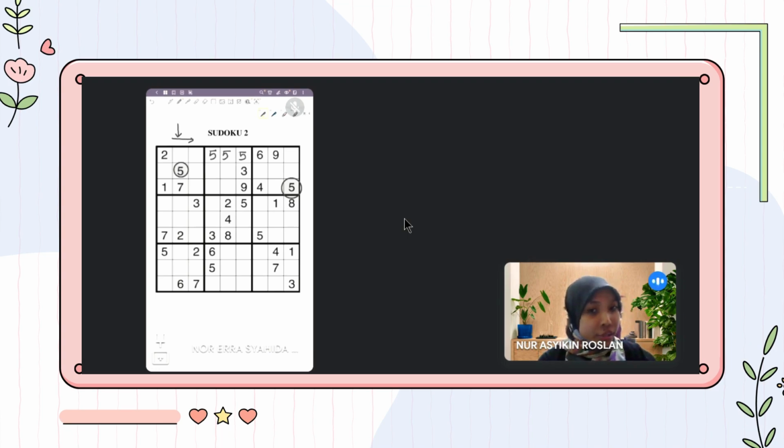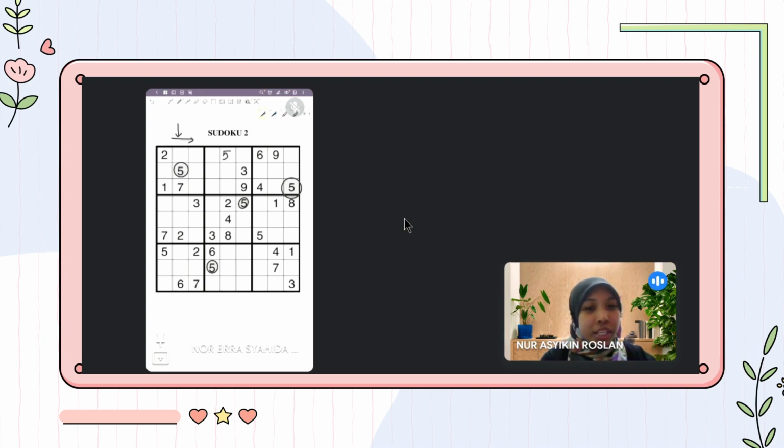But carefully, because we need to look at the column. In this column, we have number 5 right here and also number 5 right here. So, we need to erase the number 5 right here because it is the same as the number 5 in this box and also in that box. So, our number 5 must be in the middle.